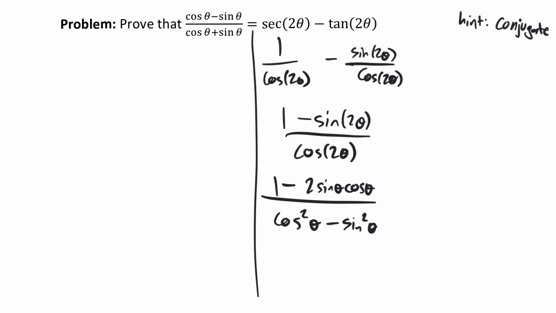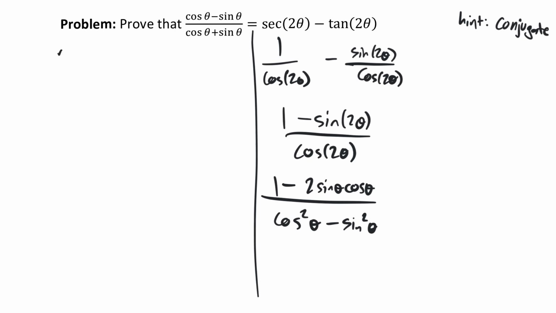Now that's a lot of work on that right-hand side, and the good news is that it looks kind of nice. It doesn't totally look like the other side, but at least it's one fraction instead of 2. And all the 2 thetas are gone. We just have regular thetas. So that's good news. But what's this hint about the conjugate?